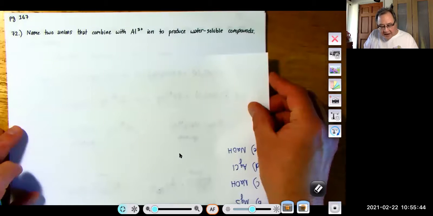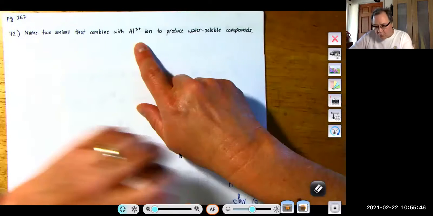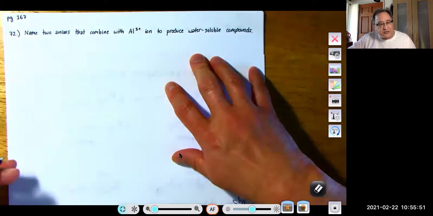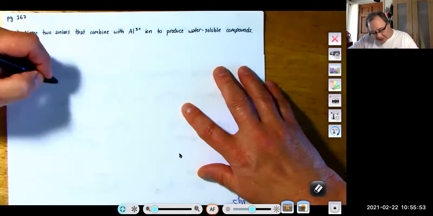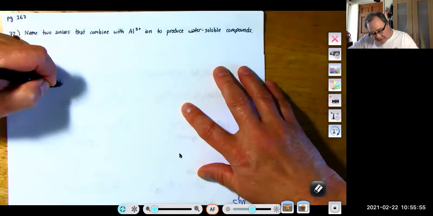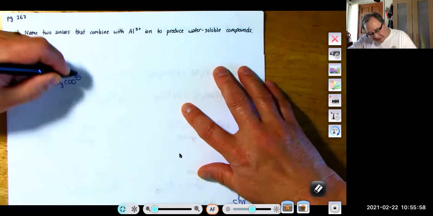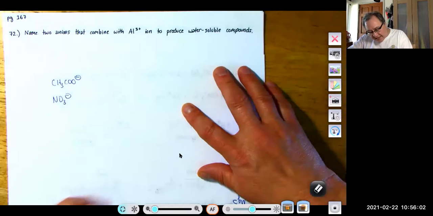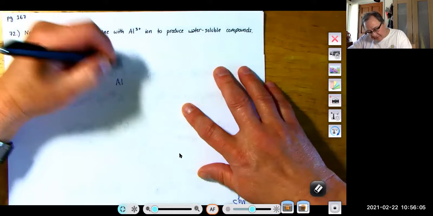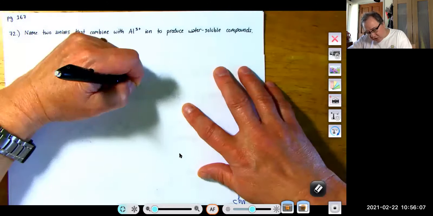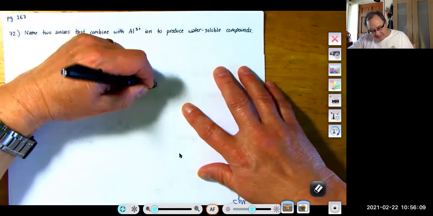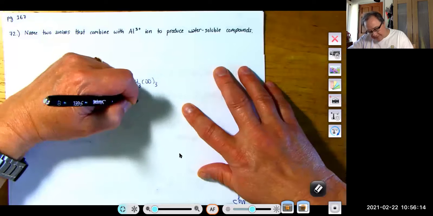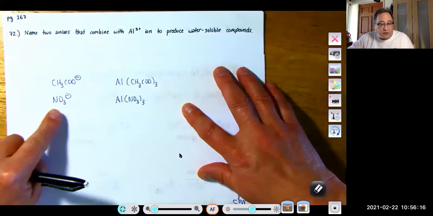Name 2 anions that combine with aluminum ion to produce water-soluble compounds. So we've got to think about anions that are always soluble. And the 2 that come to mind are the acetate and the nitrate. So one of the formulas would be Al(CH3COO)3, and the other would be Al(NO3)3.